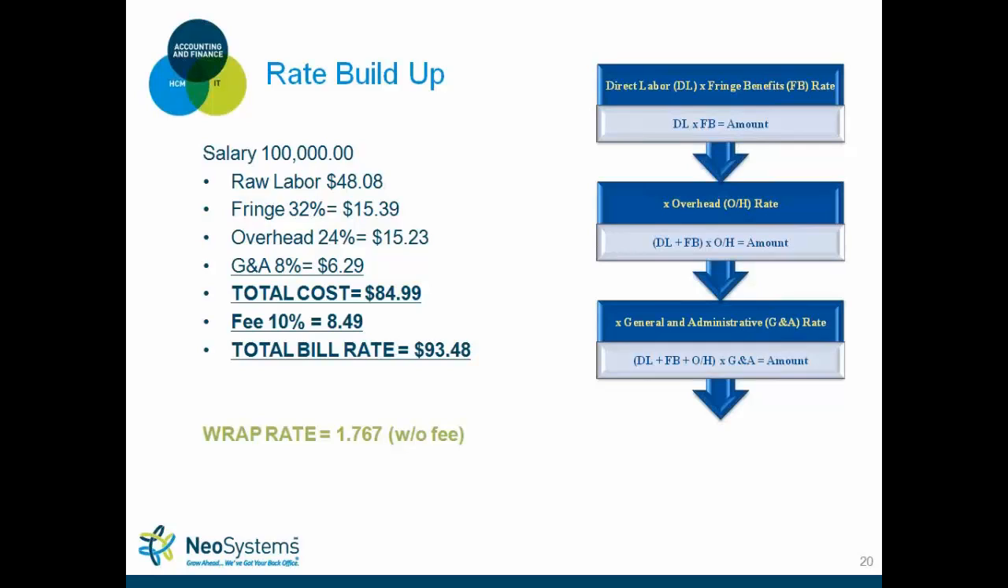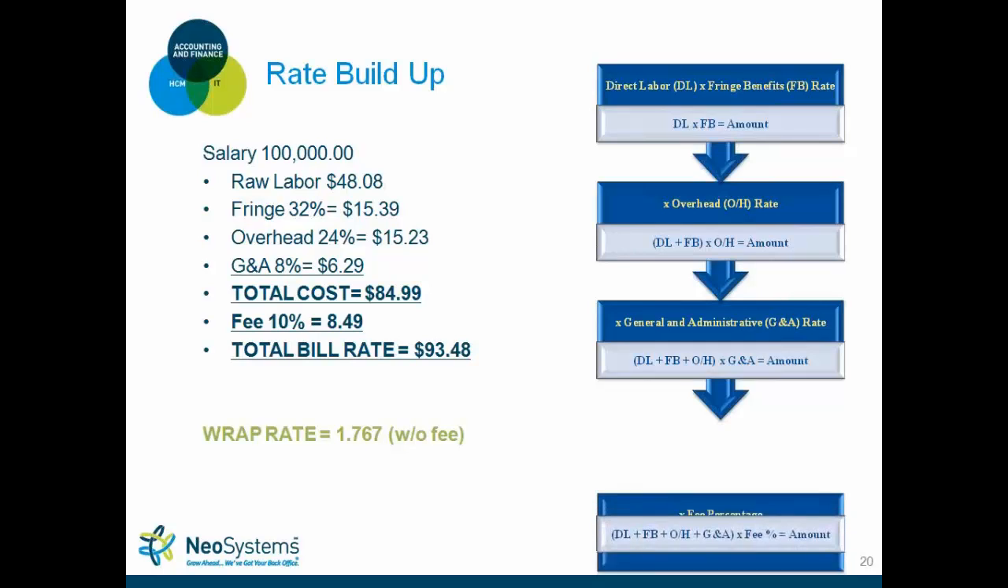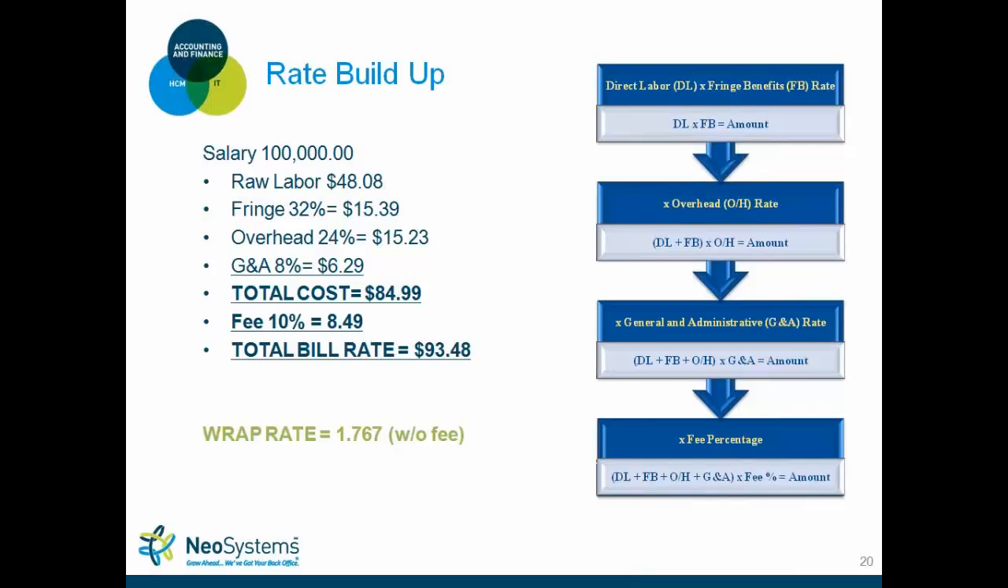Okay? So if you want to obviously add in fee, then you take that $85 and you build in a fee. In this case, it's 10%. So that's the profit you're going to make off of this employee, and it gives you a total bill rate of $93.48.